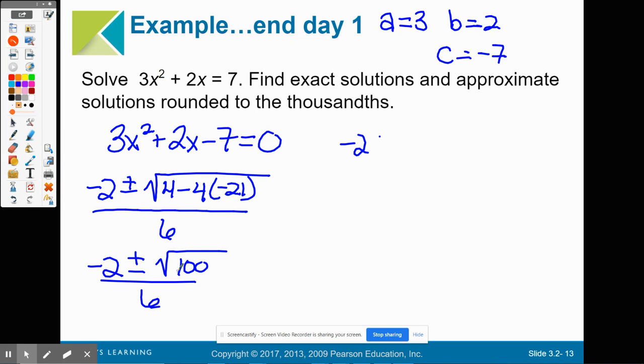I typed it in wrong, didn't I? It is not 100. You guys are probably stopping me. I was surprised because that worked out pretty nicely. 4 minus 4 times negative 21, I put 24 before. That's 88. That seems better. So that's negative 2 plus or minus the square root of 88. Well, that's 4 times 22.